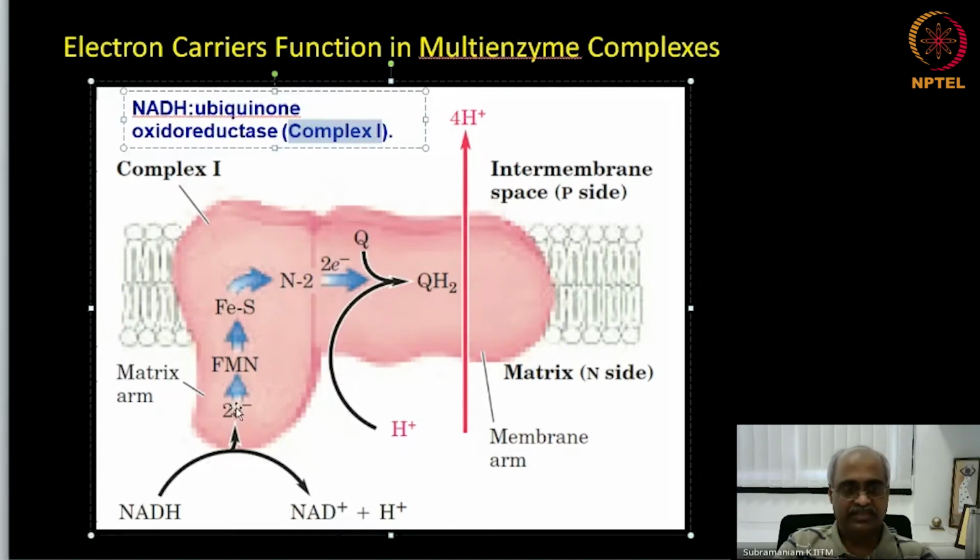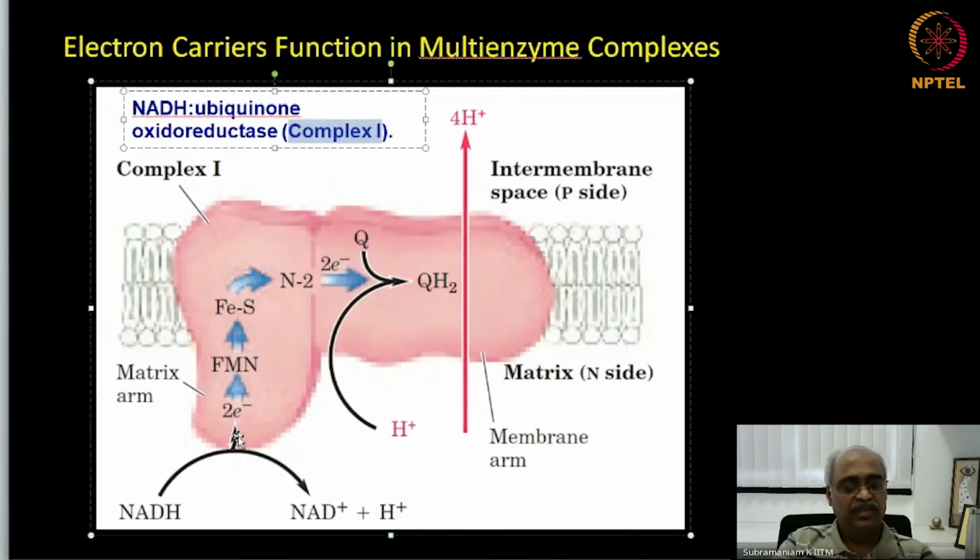This is the matrix side. So remember the structure of the mitochondria that I drew in the first slide. The innermost space is the matrix. This is the inner membrane. This is the intermembrane space. P side meaning positive side, because protons get transferred across. And because of that, this is relatively negative to this intermembrane space. That's why it is called N side.